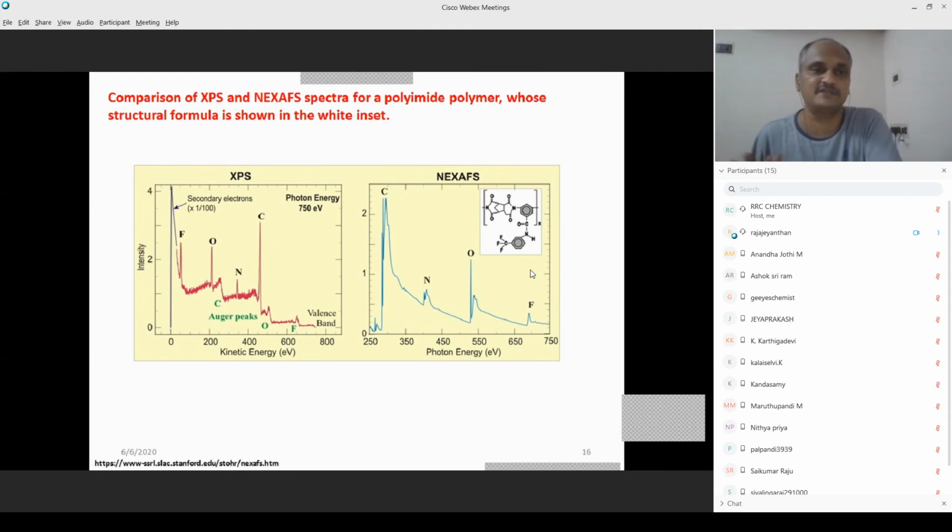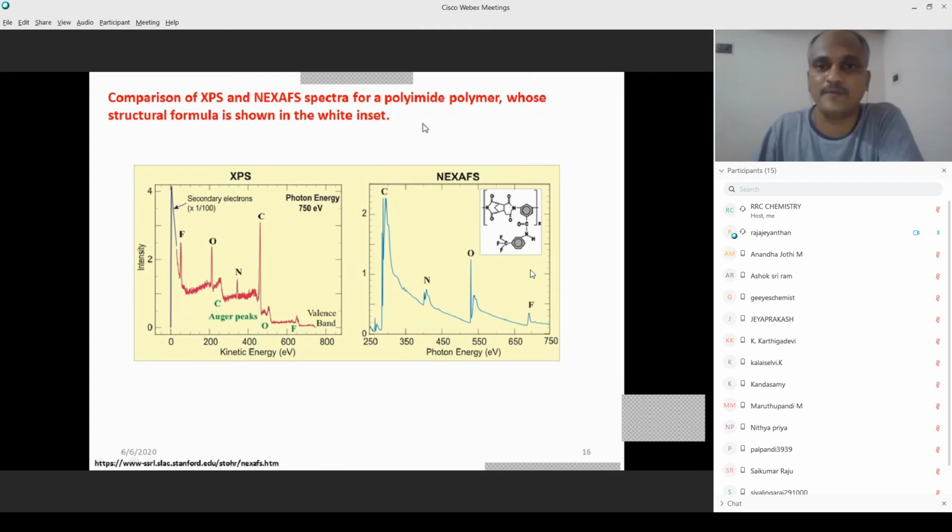We are all familiar with XPS because we studied X-ray photoelectron spectroscopy in our undergraduate and postgraduate courses. What is the main difference? Both are X-ray techniques, using X-rays. XPS is an emission technique, but in NEXAFS the atom is not emitted. The atom remains in the neutral state. But we can get very clear information in NEXAFS.